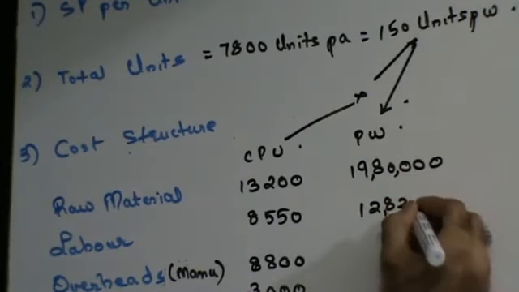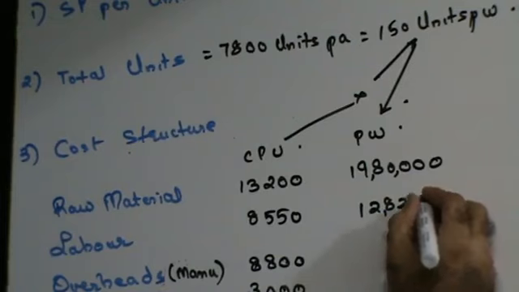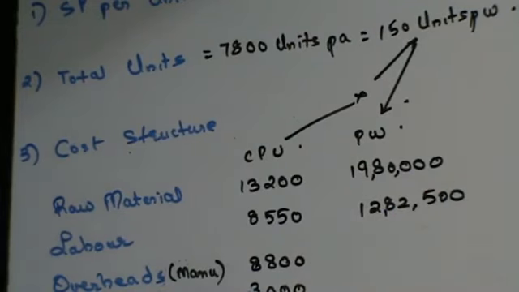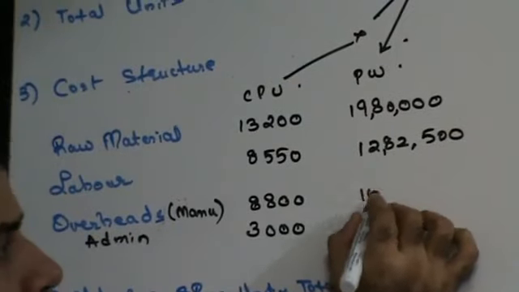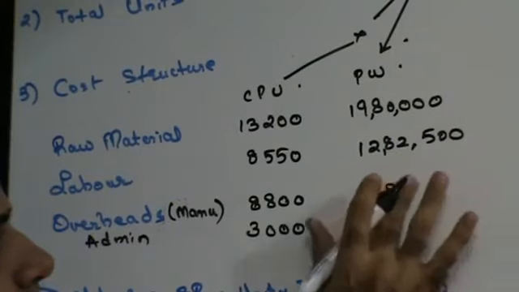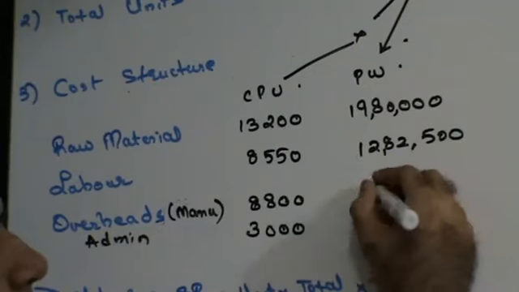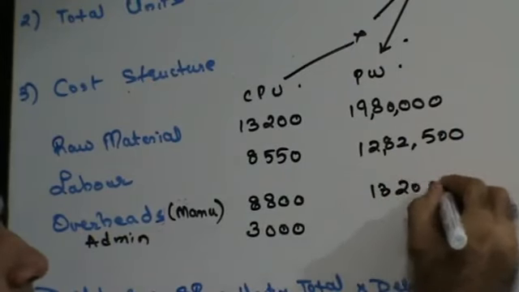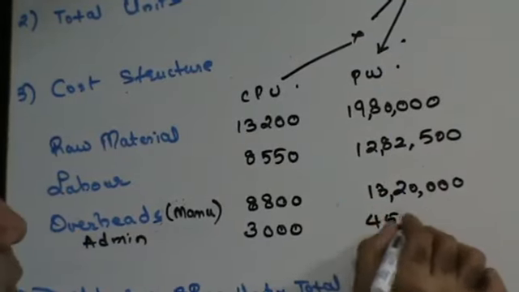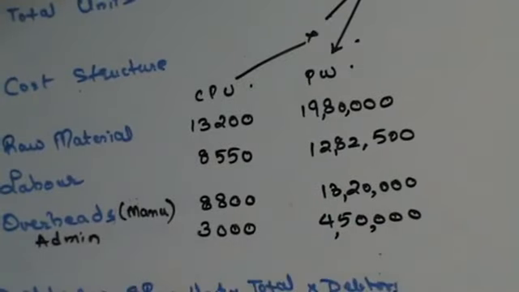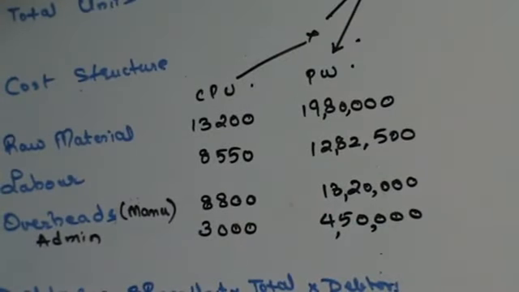Next, 8,550 into 150 is 12 lakh 82,500. Next, 8,800 into 150 is 13 lakh 20,000. Next, 3,000 into 150 is 45 and 4 zeros, so 4 lakh 50,000. Fine. Now, let's start with the sum.